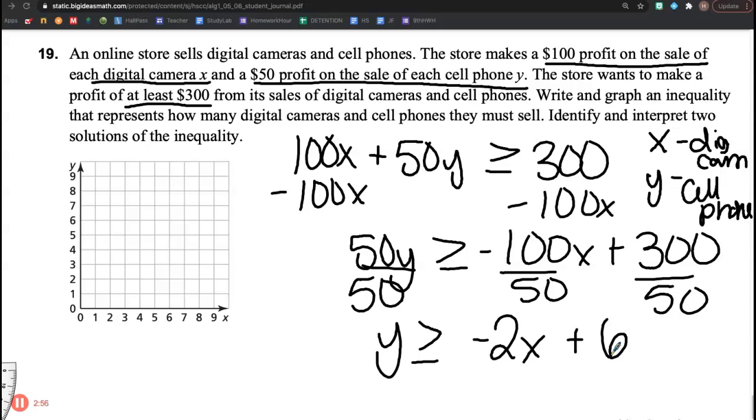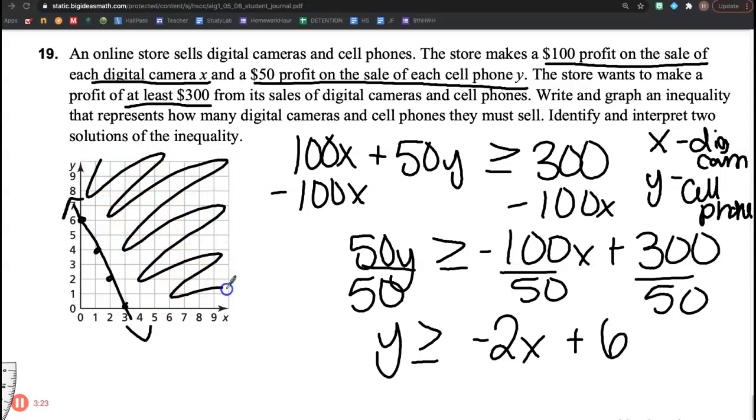Alright, so now I graph this. I graph 6 on the y-axis, then negative 2: down 2, over 1, down 2, over 1, down 2, over 1. Okay? Solid or dotted line, Ryan? It's a closed line. Now, do I shade above or below? Above. Okay, so I shade up here.